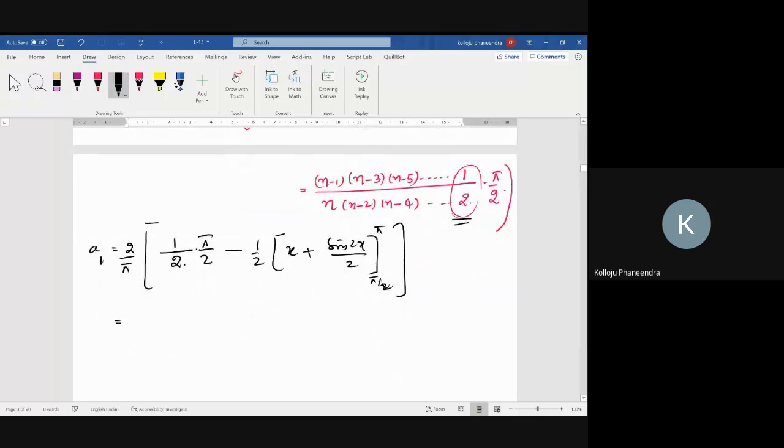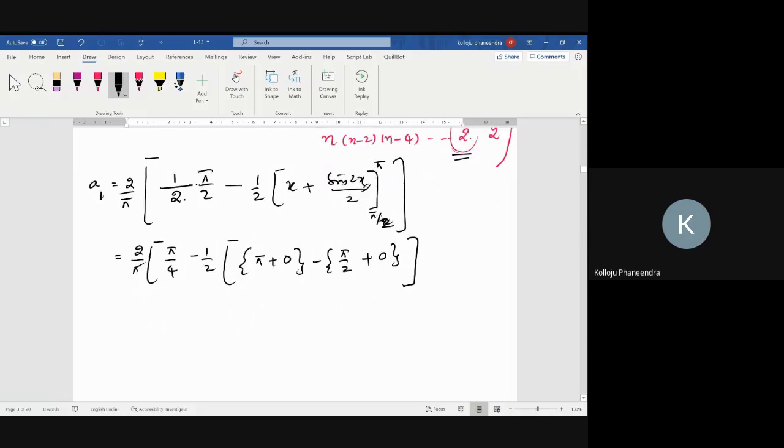Okay. Now this is equal to 2 by pi, this is pi by 4 minus 1 by 2. First the upper limit, x is pi, sine 2 pi is 0, minus the lower limit pi by 2, plus if I put pi by 2 in place of x, you will get pi, sine pi is 0. So this is okay, right? So this is equal to 2 by pi by 4. This is pi minus pi by 2, pi by 2, into this one, pi by 4, I think, isn't it? Any corrections, anybody?